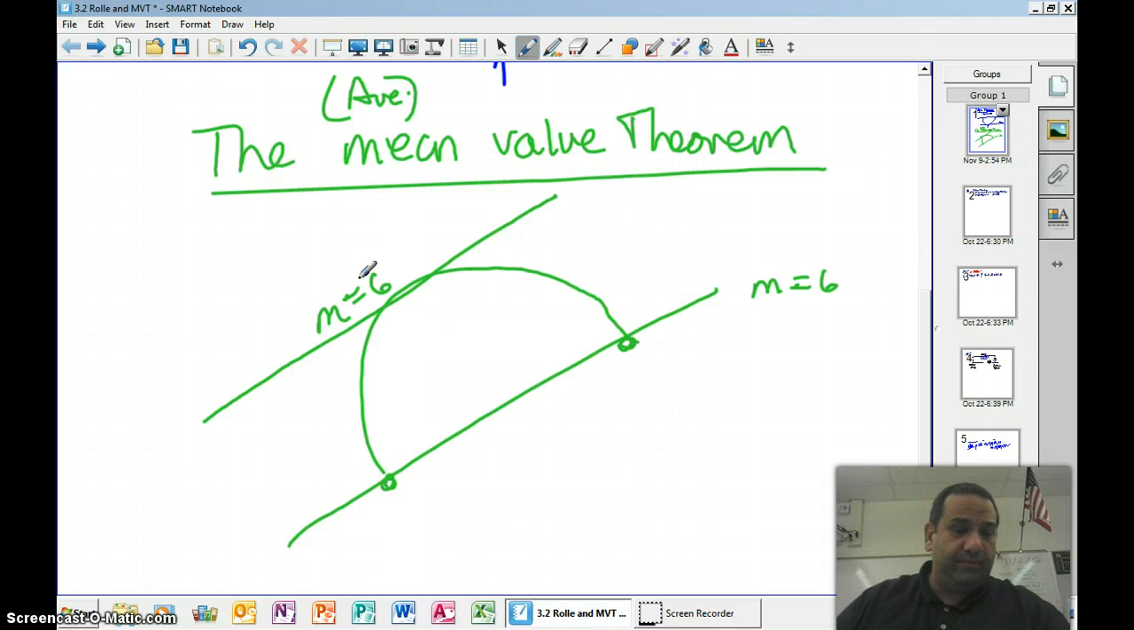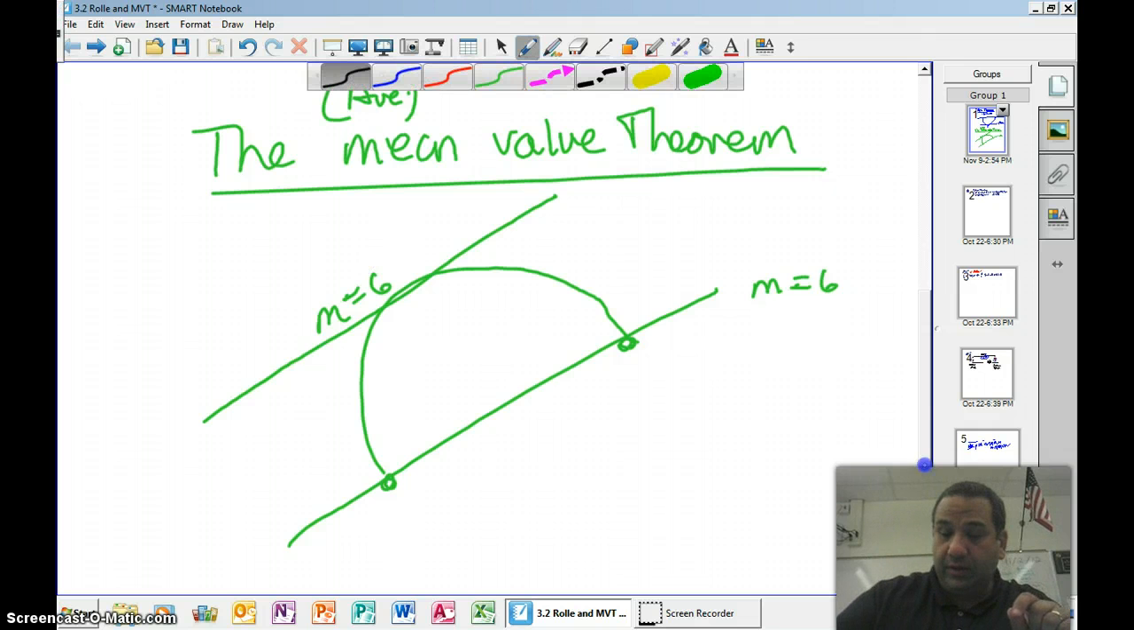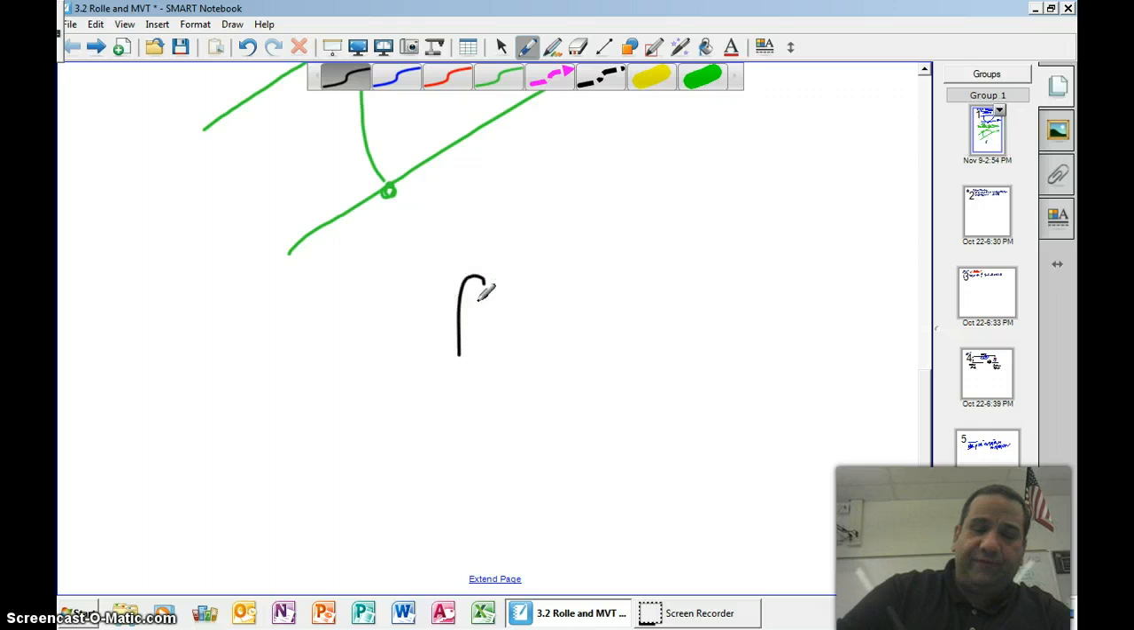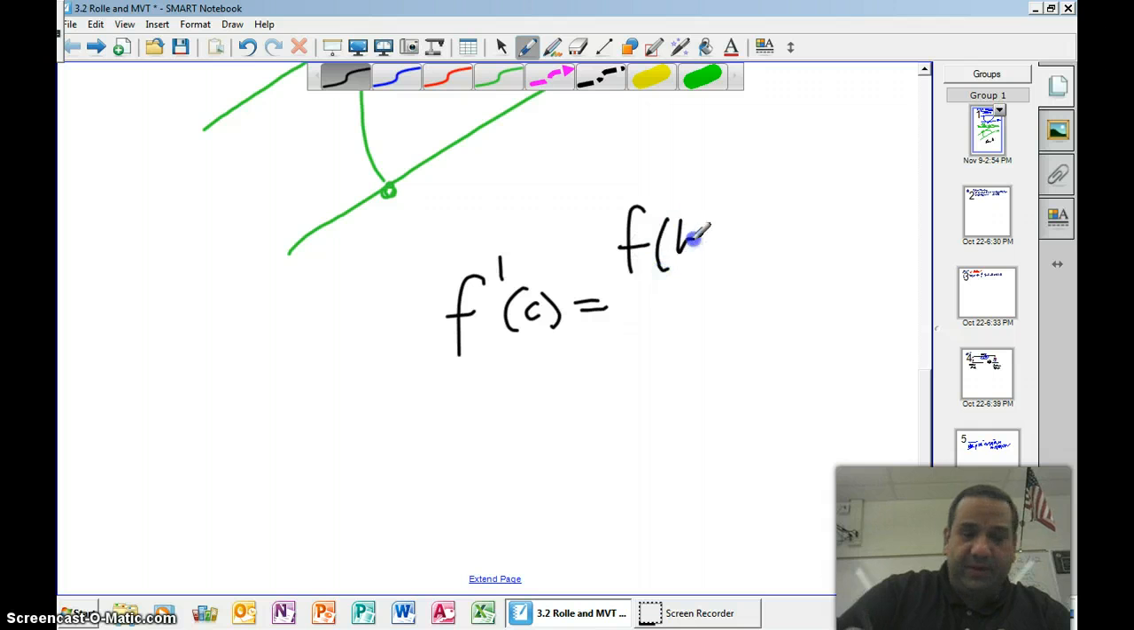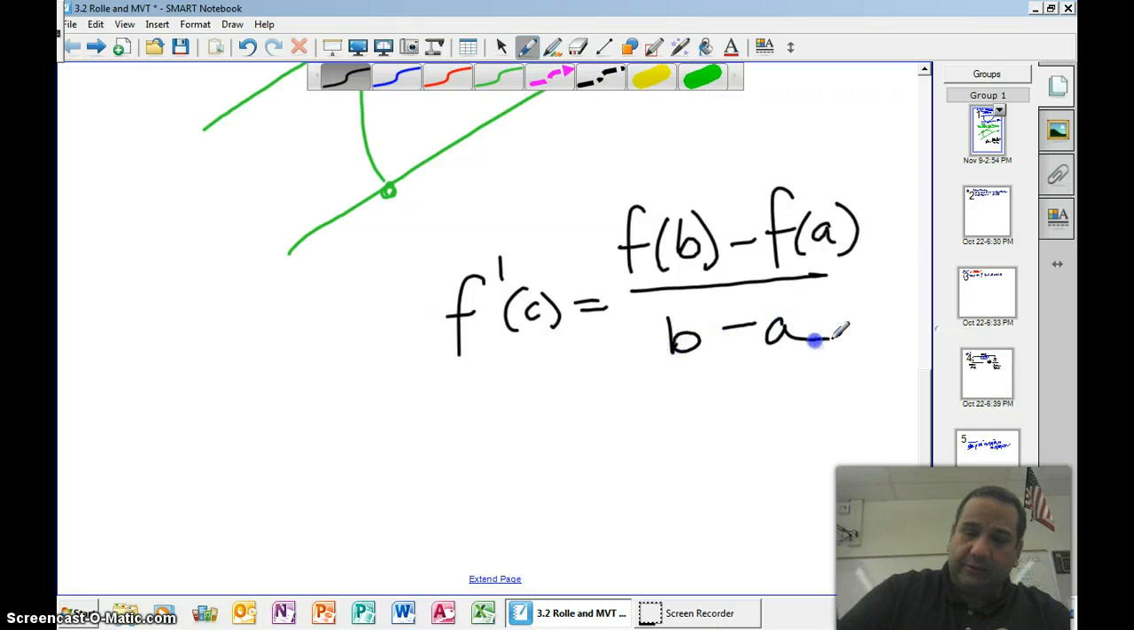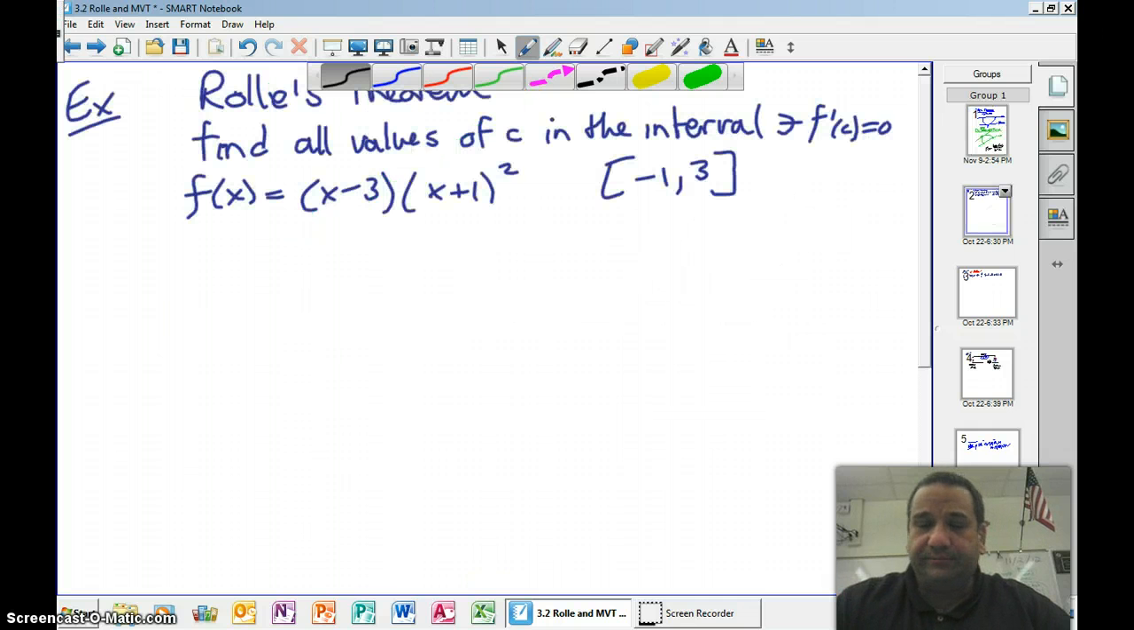The mean value theorem and Rolle's theorem are done with the alternative form of the derivative. Let me remind you, remember the alternative form of the derivative: f'(c) is equal to f(b) minus f(a) all over b minus a. That's the derivative at some c. Okay? Hopefully you remember that. Everybody was asking me, when are we going to use this? Now we're going to use it. So let's do a couple of problems so you get the gist of how it goes.